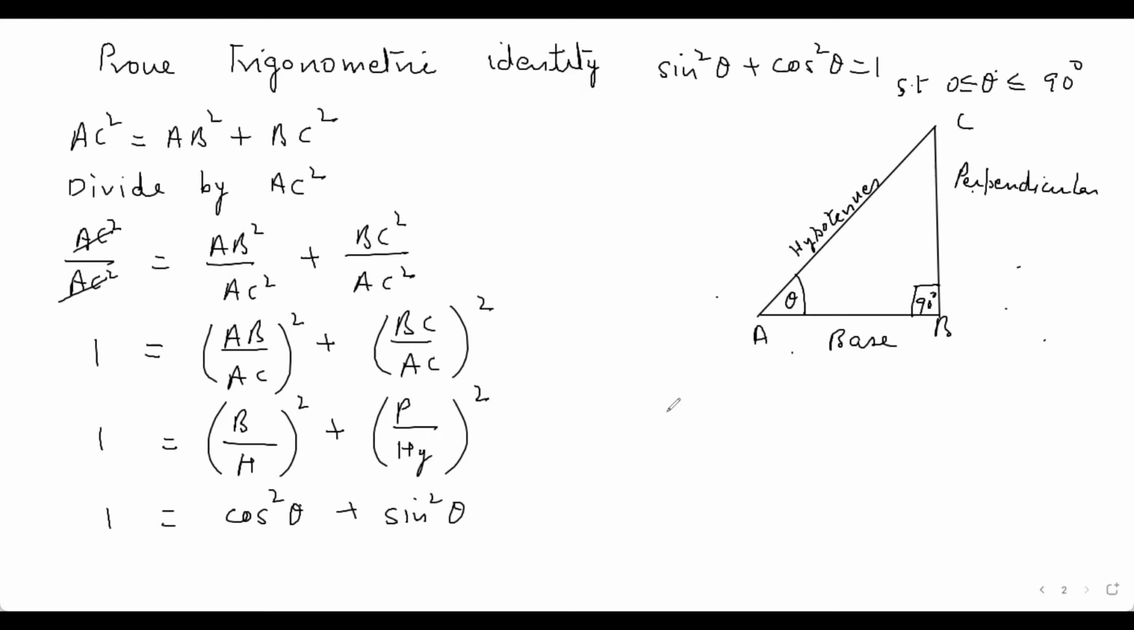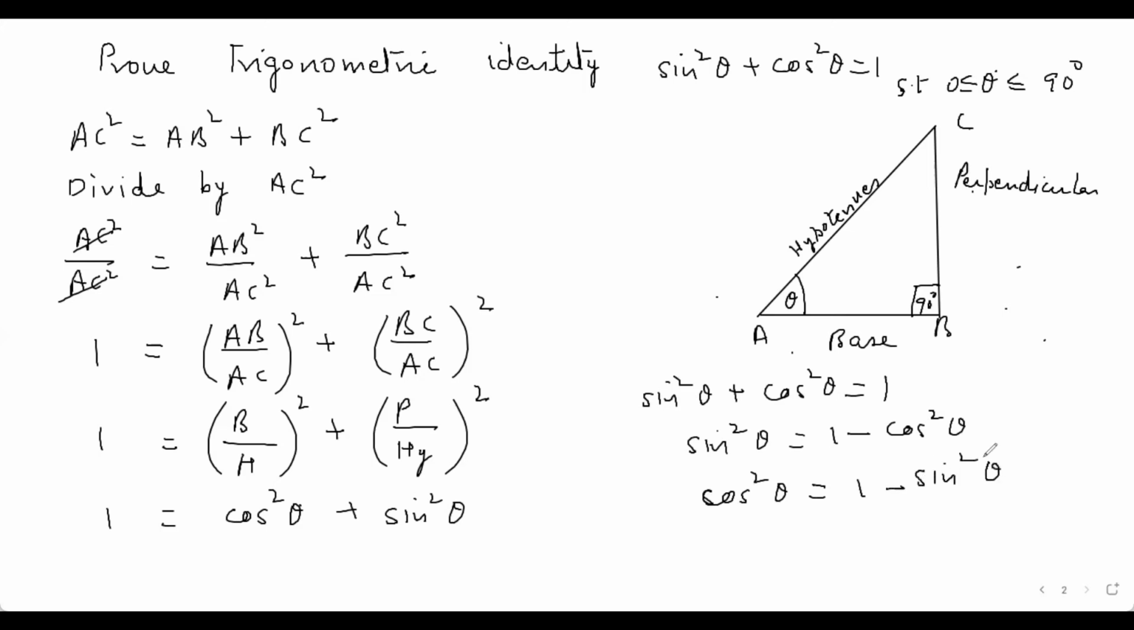So learn this identity. Sine square theta plus cos square theta is equal to 1. If I take cos square theta to right hand side, this becomes sine square theta is equal to 1 minus cos square theta. If I take sine square theta to the right hand side, then cos square theta is equal to 1 minus sine square theta. So learn this identity.